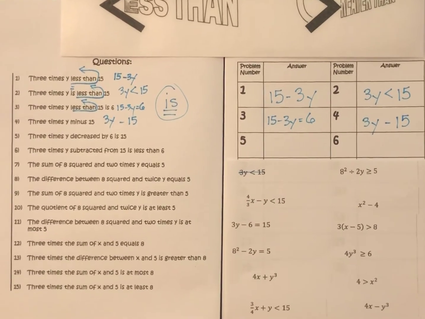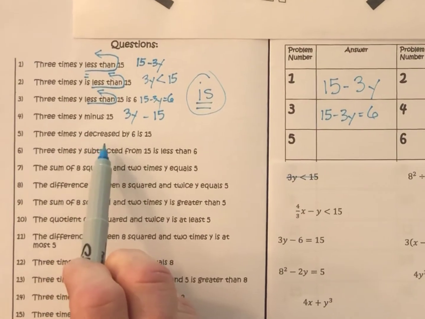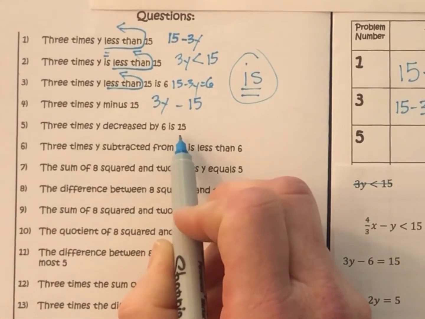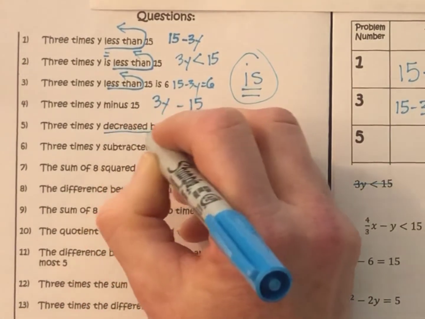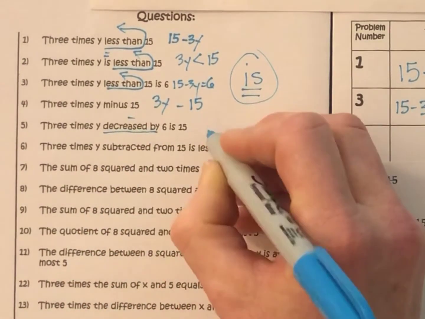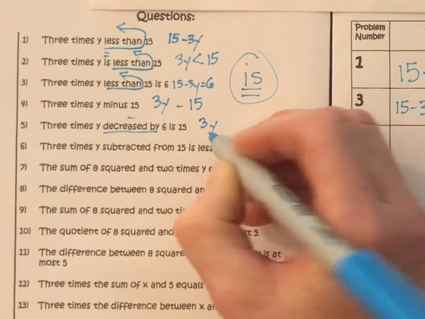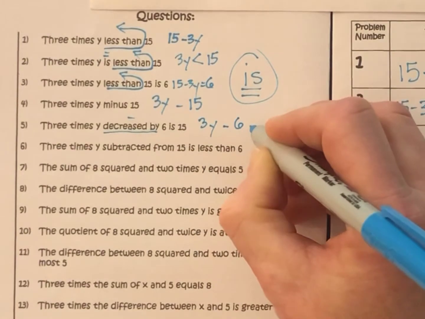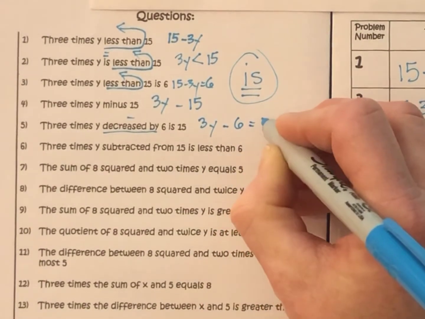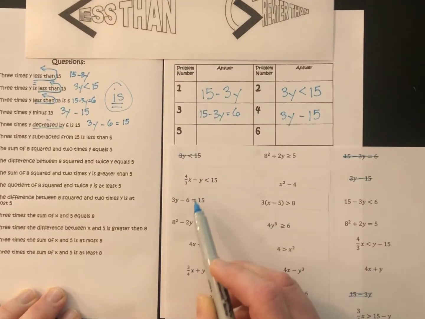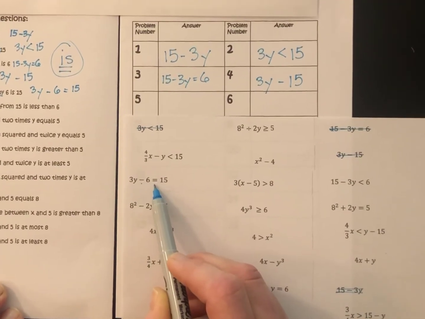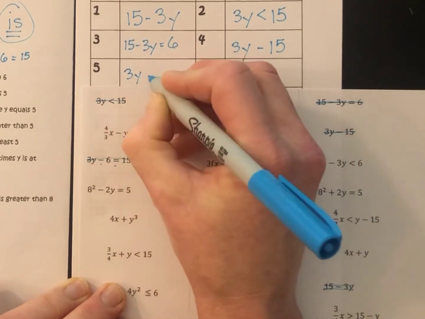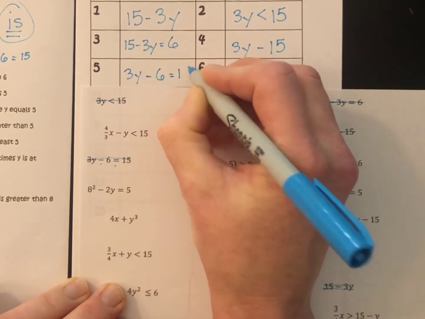Number 5, 3 times y decreased by 6 is 15. I keep thinking that's 25. Decreased by, that's minus again. So 3 times y decreased by 6 is 15. Here we go. 3 times y decreased by 6 is 15.